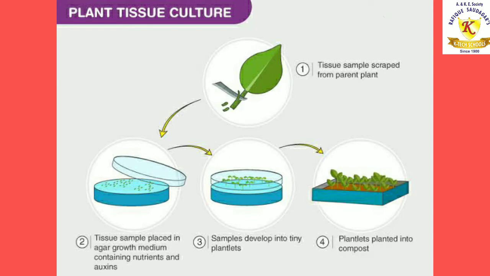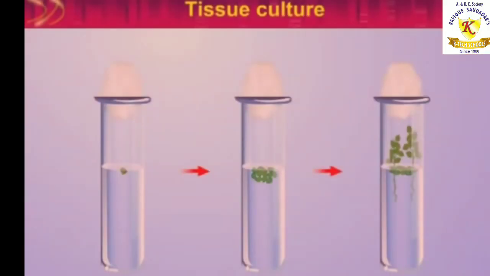Tissue culture. First, a tissue sample is taken from a parent plant. Then, this tissue sample is placed in an agar growth medium, where this medium contains nutrients and auxins. Further, these samples start developing into small tiny plantlets, and then these plantlets are planted in the compost. So, this is the process in plant tissue culture. Are you getting me, children? Let's see a video.